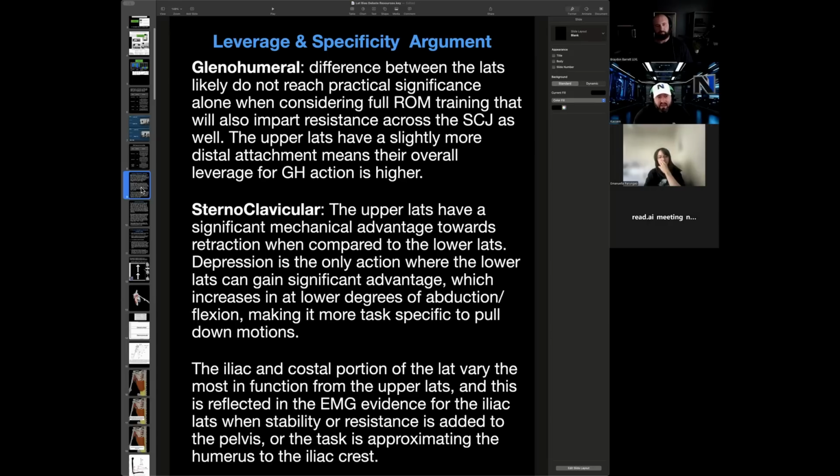So of the differences between those, the glenohumeral is the least, which is why I don't think, if you're trying to bias them, that the trick would be switching between the sagittal and frontal plane, but really going from vertical to horizontal, right? At the sternoclavicular, I think the upper lats have a greater mechanical advantage towards retraction relative to the lower lats, which have a greater mechanical advantage towards depression.